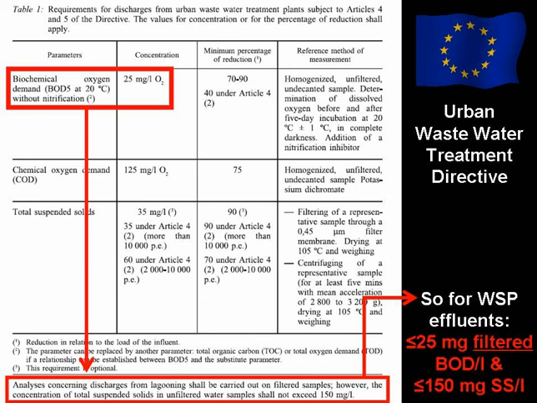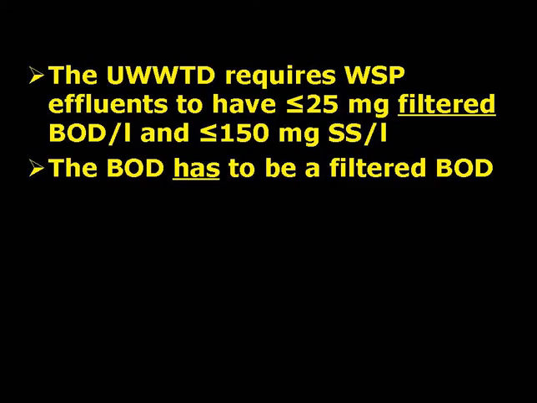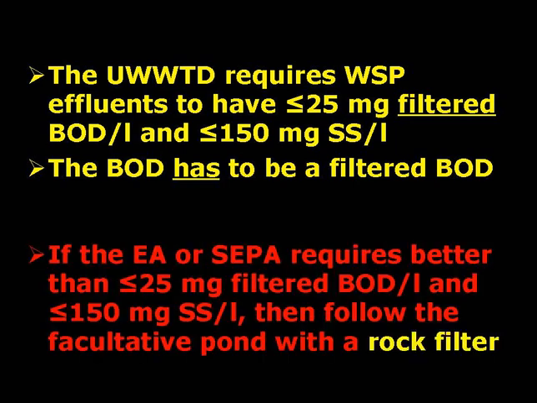But for pond effluents, this is filtered BOD, that is to say, excluding the BOD of the algal solids in the effluent. The directive also stipulates a maximum suspended solids concentration in pond effluents of 150 mg per litre. However, environmental regulators in member states are able to apply stricter effluent quality requirements.